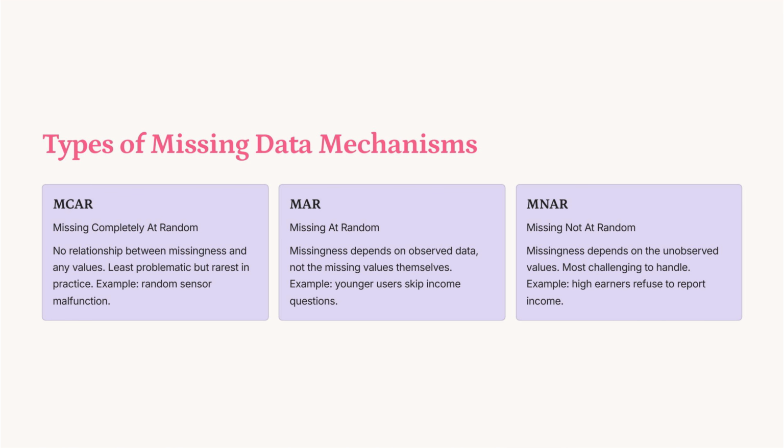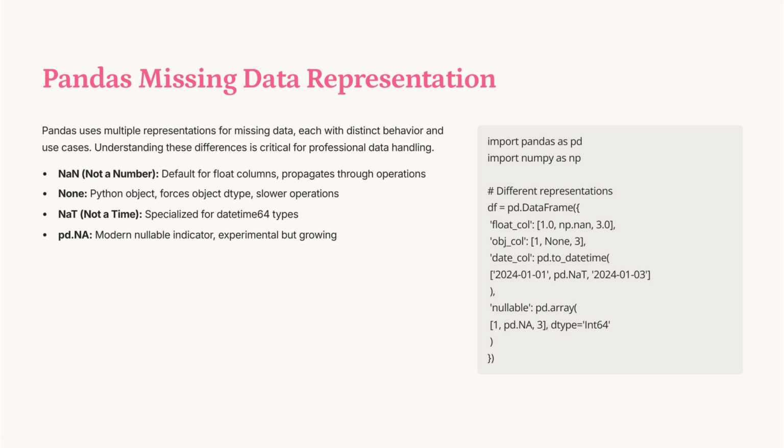not reporting income. Pandas employs various representations for missing data: NaN for float columns, None for object dtype, NaT for datetime64, and pd.NA as a modern nullable indicator. Each has unique behaviors. NaN propagates in operations. None is slower, NaT is datetime specific, and pd.NA is experimental but promising for nullable data handling.